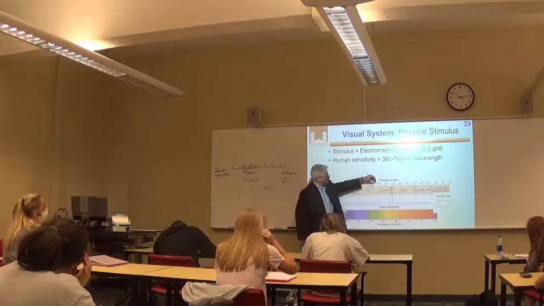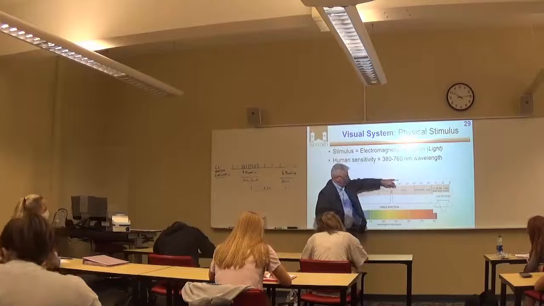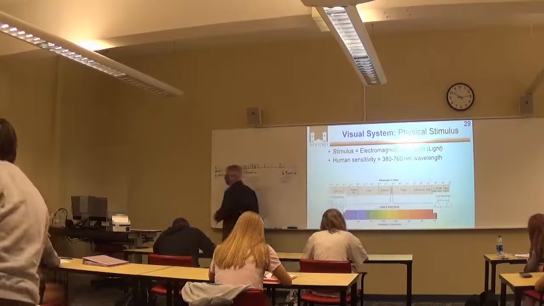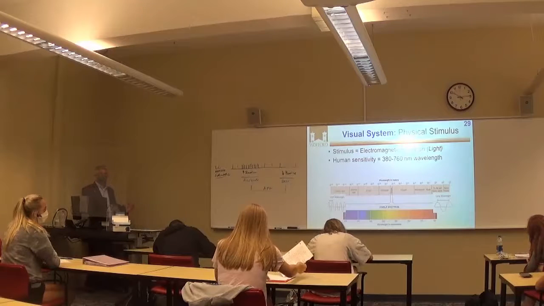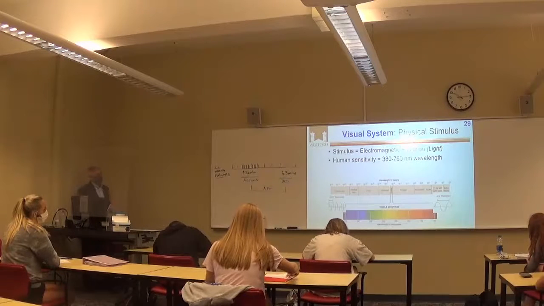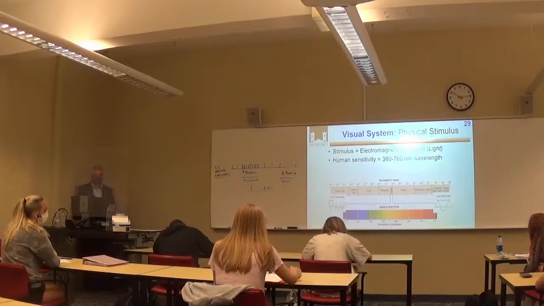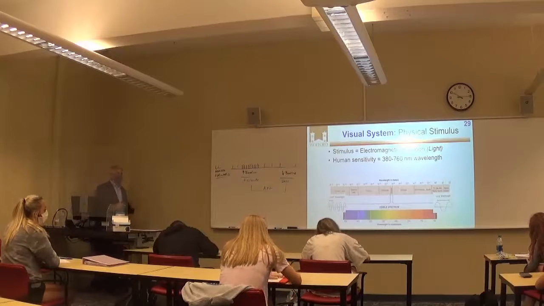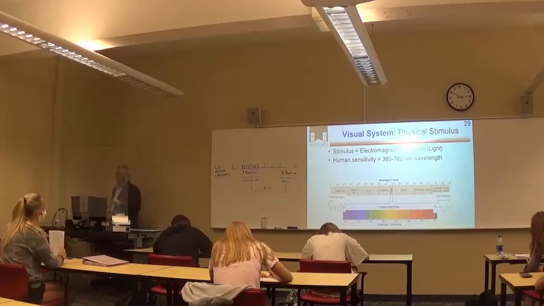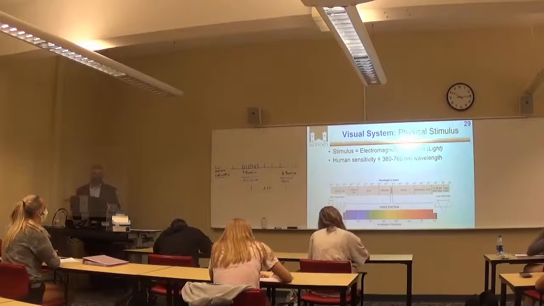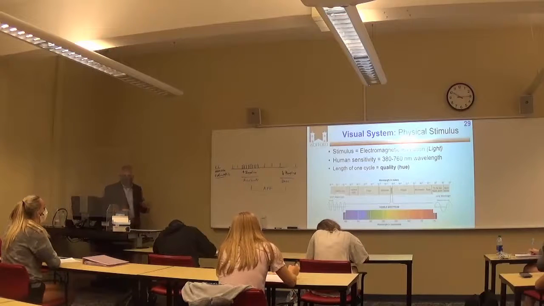There's a small group of wavelengths that we call the visible spectrum, and that's from 380 to 760. And that goes from blue to green to yellow to orange to red, depending on the length of the wavelength. Short wavelengths are blue, long wavelengths are red.